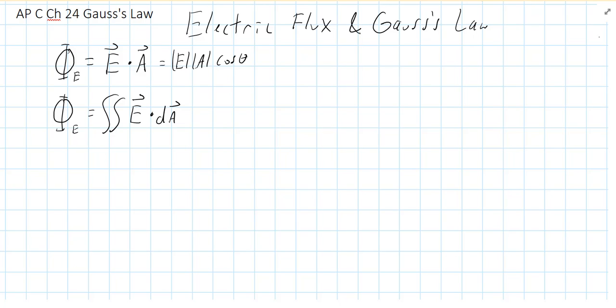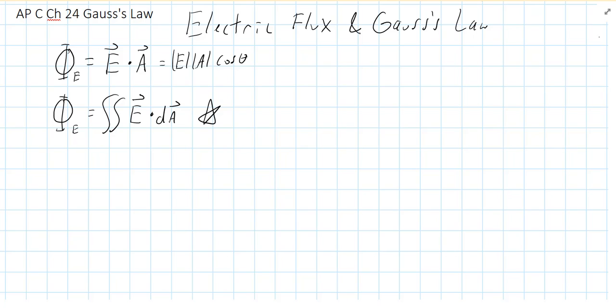Hey folks, we're going to continue talking about electric flux, and this will lead us into Gauss's law. So I've written the two equations that we've already discussed in the previous sections. The second one is the more general version for electric flux. That's the more useful one if you have a non-constant field. If you have a constant field, you can certainly use the top version there, but the bottom version always works.